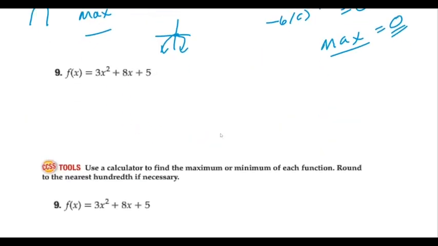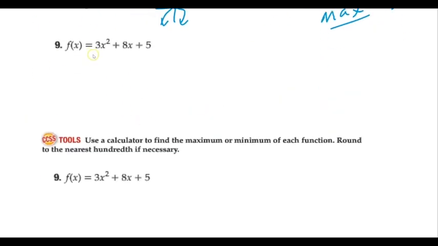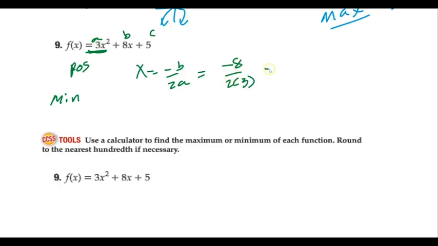There's that one. Let's look at the next one. Same idea. Oh, it's positive. It's a min. We've got to find the vertex. x equals negative b over 2a. I get -8 over 2 times 3. I get -8 over 6. That's the x of my vertex.